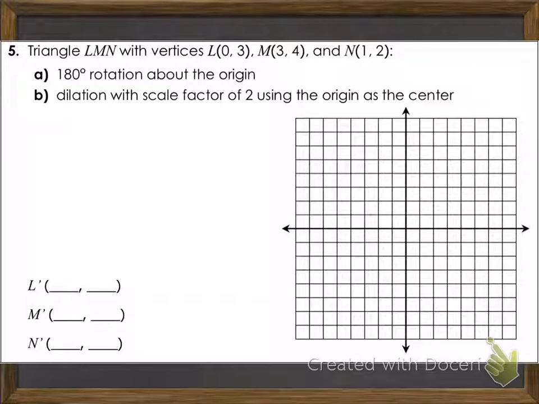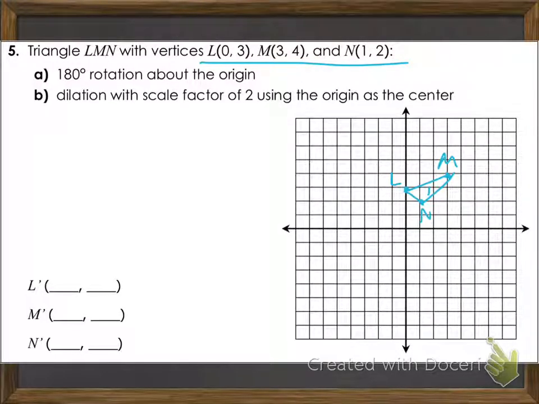And finally, let's look at number 5. So, like every single transformation, you start by plotting your original points. So L is going to be at 0, 3. So we're not going to be going left or right, but we're just going to go up 3. So right there, that's going to be L. M is going to be at 3, 4, so we're going to go to the right 3 and then up 4. And then for N, we're going to go to the right 1 and then up 2. So this is my N. So here is my first shape. Oh, forgot to put N.